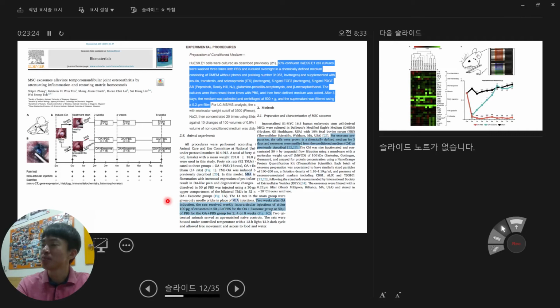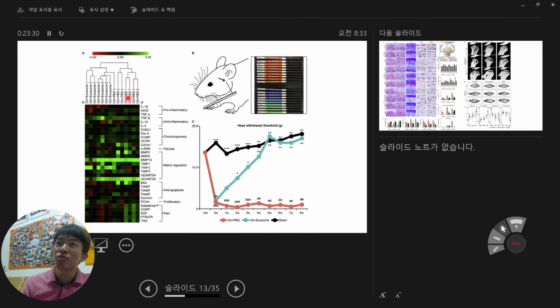They checked RNA-seq from the PBS group and the exosome group. They found some anti-inflammatory, a little bit of chondrogenesis, and matrix regulation. They try to say this is better than PBS, and pain is absolutely lower. Anti-apoptosis? I'm not sure, but they show it like this.